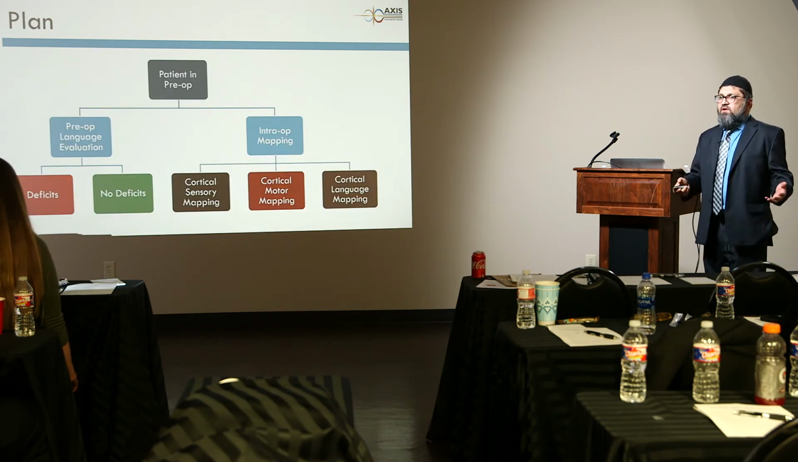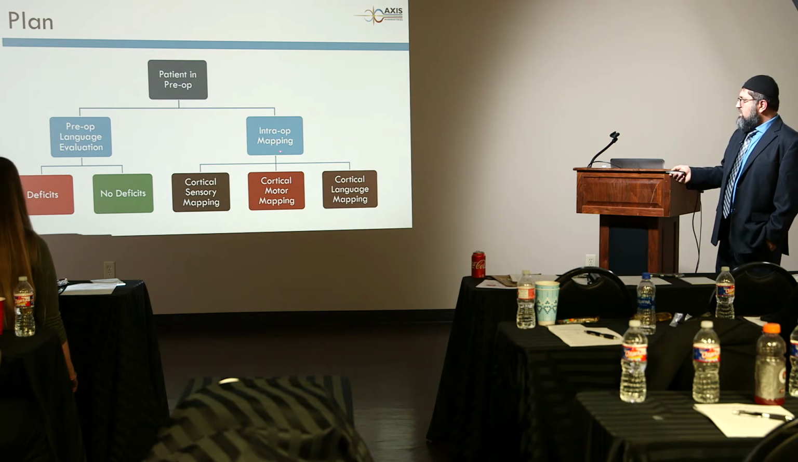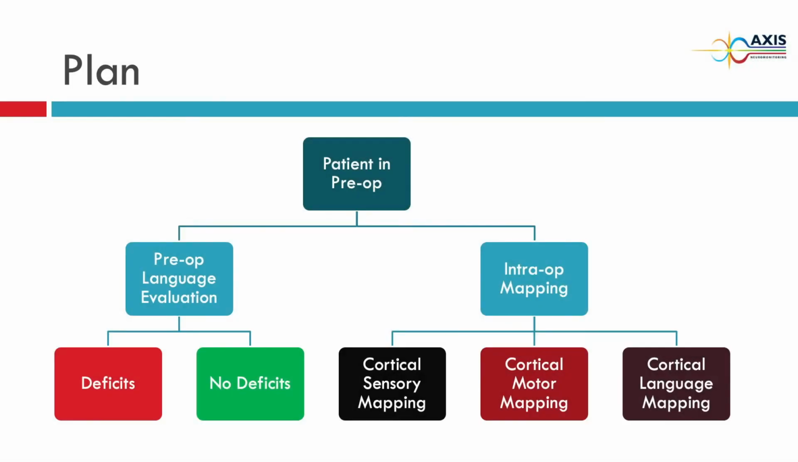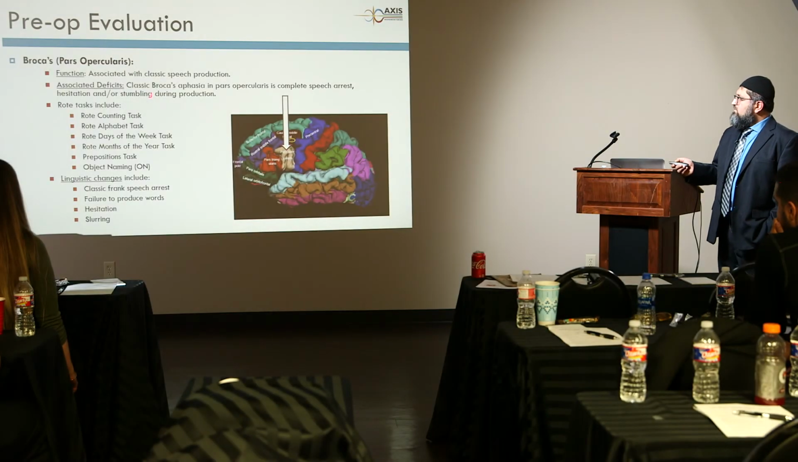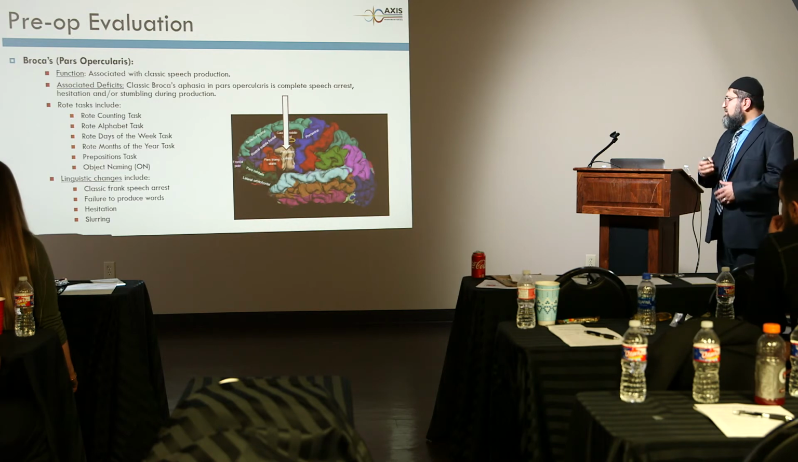The plan, when we walk in, is this. We do a preoperative language evaluation. We look for deficit, whether the patient has any deficit or no deficit. Intraoperatively, we give the same tests. We do intraoperative mapping: cortical sensory mapping, which James is going to talk about more, how we do that, then cortical motor mapping, and then cortical language mapping. Every area has a different test. You can take a printout, and we do this again and again, and then you memorize.